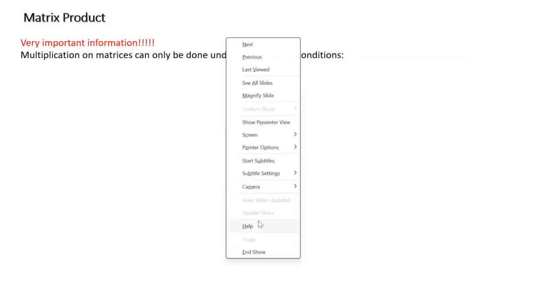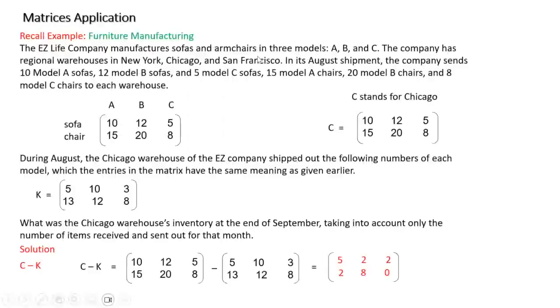Which means, let me go back real quick. Remember, guys, the first row are the sofas. After the transaction, there were 5 model A, 2 model B, and 2 model C left. For the chairs, there were 2 model A and 8 model B left, and there were none left for the model C. This is the inventory after the transaction.